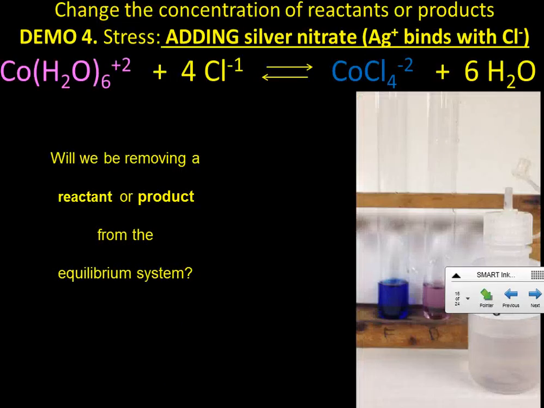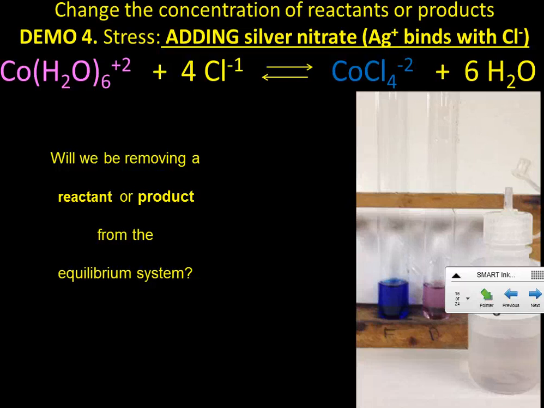All right, so we just saw what happens if you remove a product. Let's see what happens if we remove a reactant. So we're going to try to remove this chloride, and here's how we're going to do it. We can't physically take it out by filtration or picking it out individually, so we have to chemically remove it from the system. And to do that, we're going to add silver nitrate. And the silver ions that we add are going to bind with the chloride ions, these guys right here, and remove the chloride ions from participating in the equilibrium.